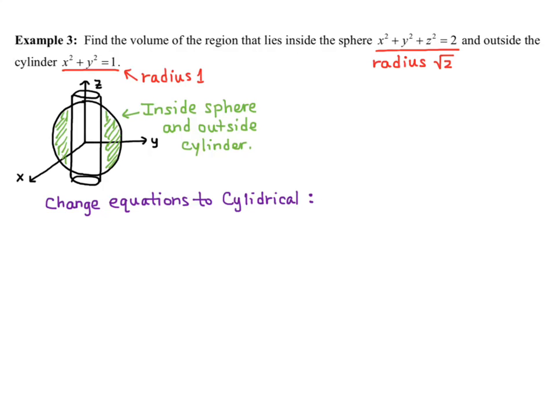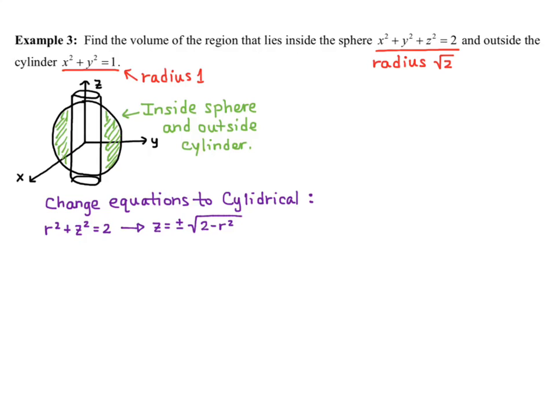My first step is to change my equations to cylindrical. So I have x squared plus y squared plus z squared equals 2. I can replace the x squared plus y squared with r squared. So that's what I'll start with. I have r squared plus z squared equals 2. If I solve for z, I get z equals plus or minus the square root of 2 minus r squared.